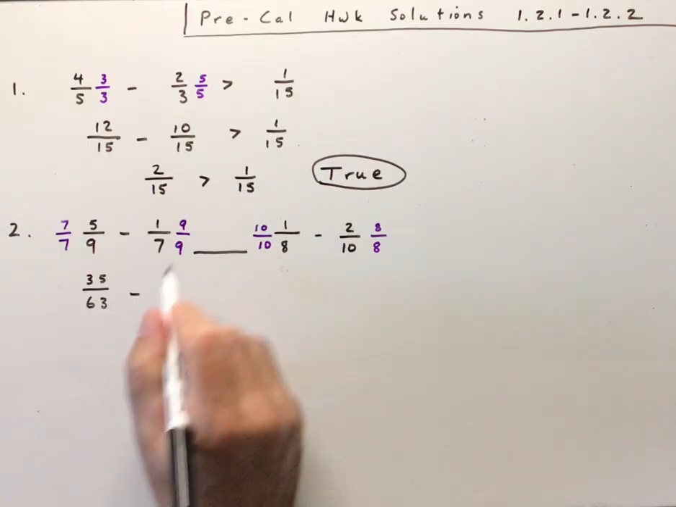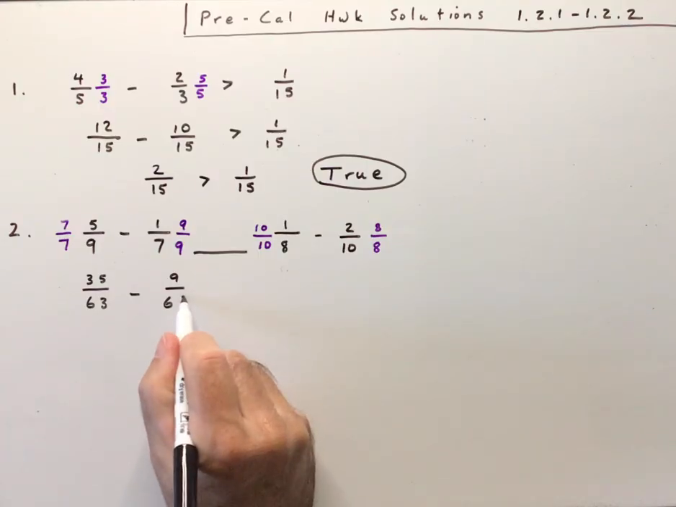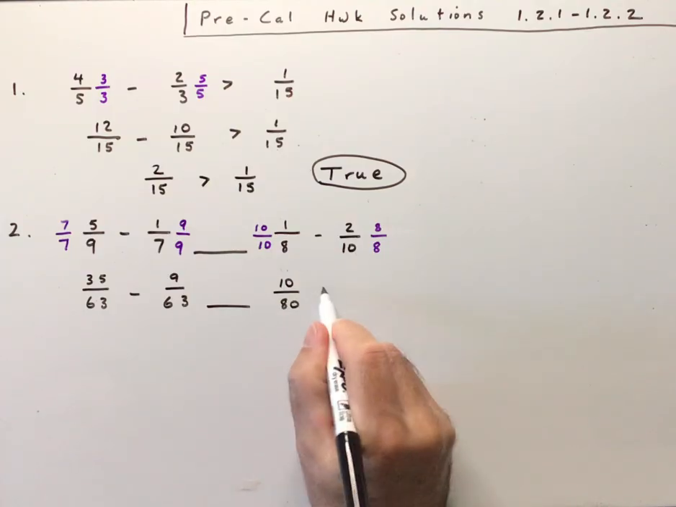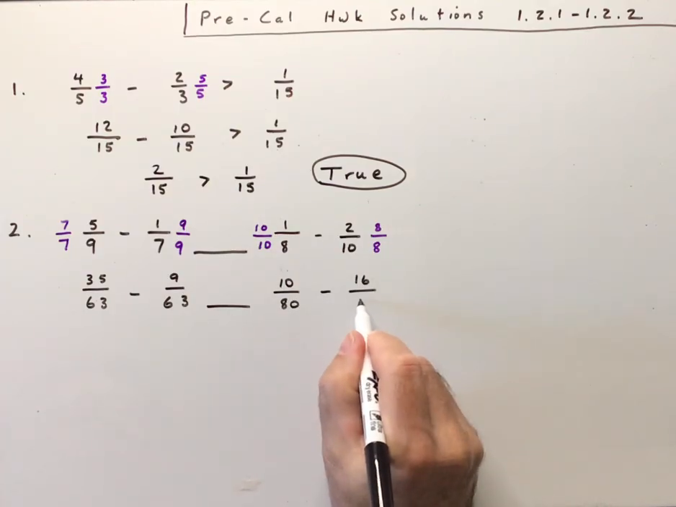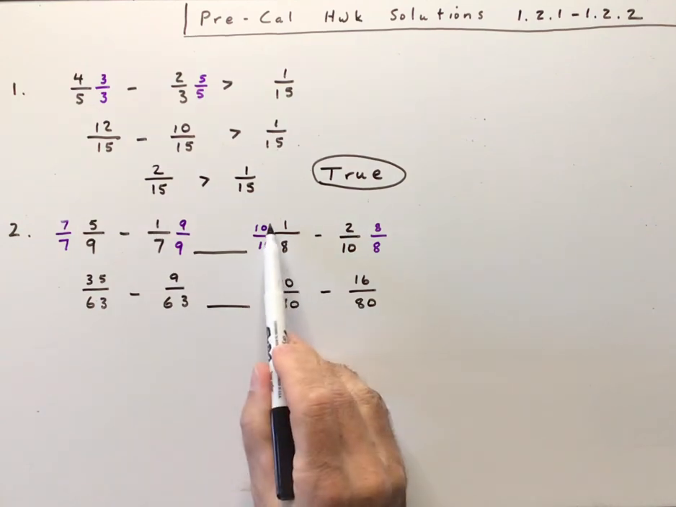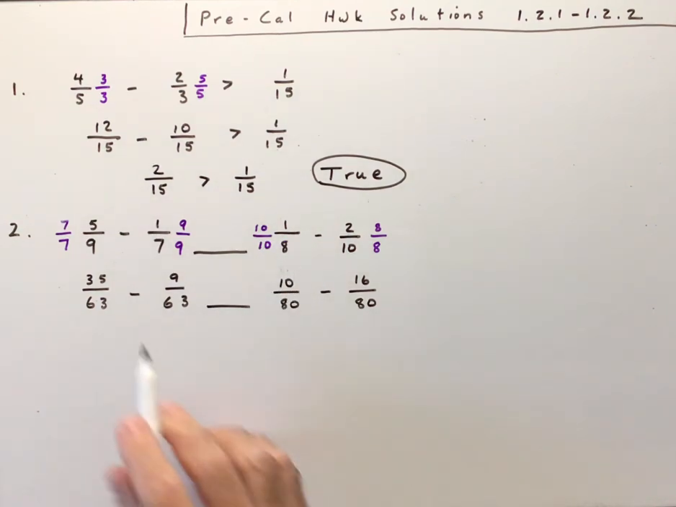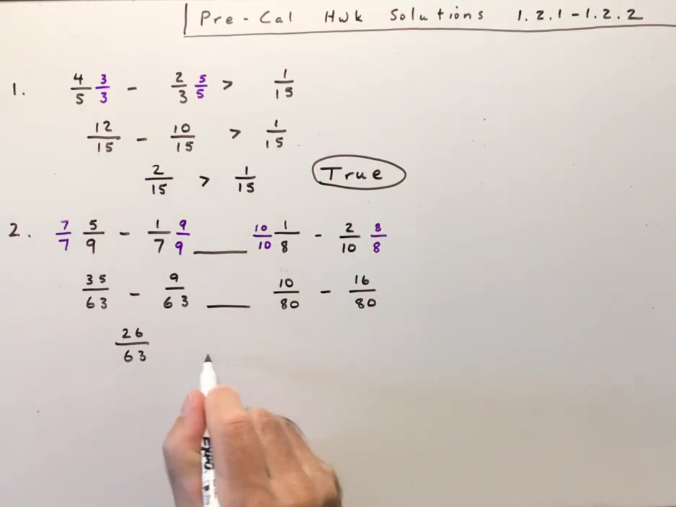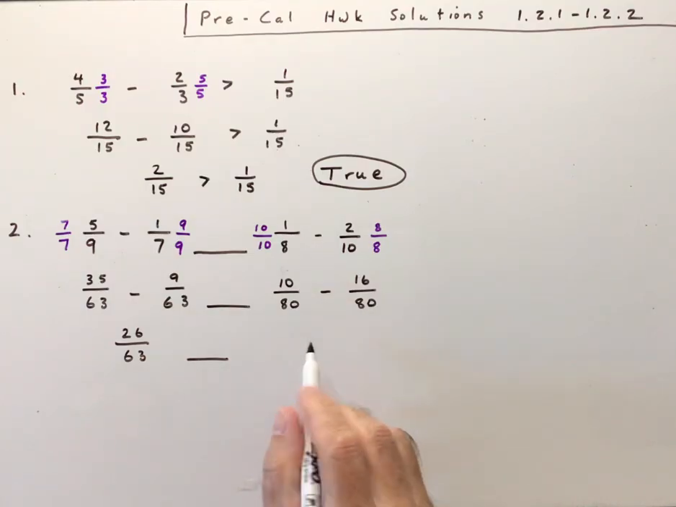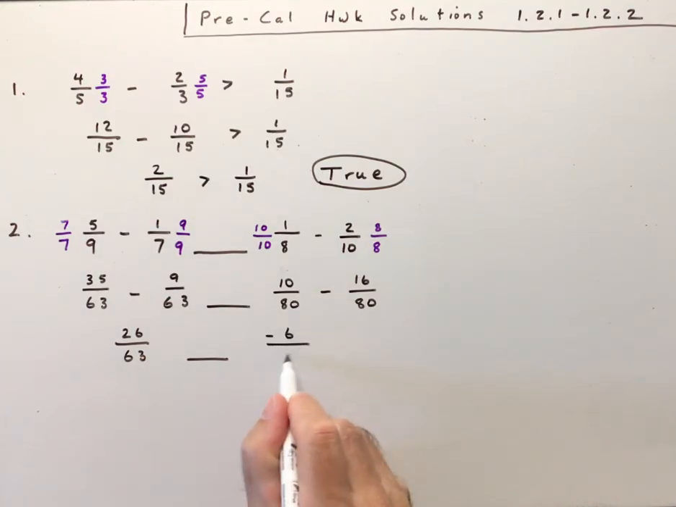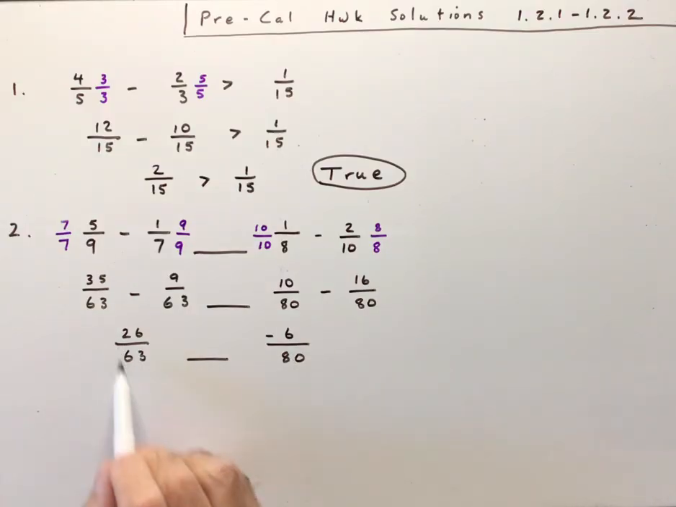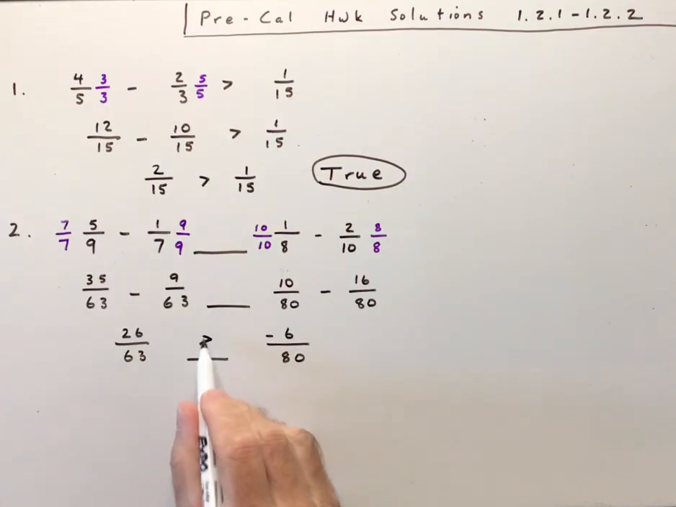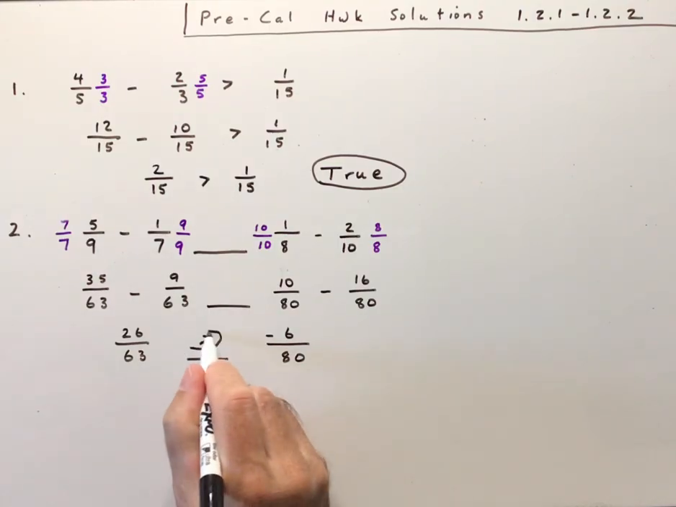So 7 times 5 is 35/63 minus 9/63, and then we have the blank, and then that's going to be 10/80 minus 16/80. So just multiplying the tops and the bottoms. So now on the left side, 35 minus 9 would be 26/63. And then 10 minus 16 would be -6/80. Well, this is positive and this is negative, so we know that the right answer would be greater than. Okay, not greater than or equal to, that's the blank, but it's just greater than.